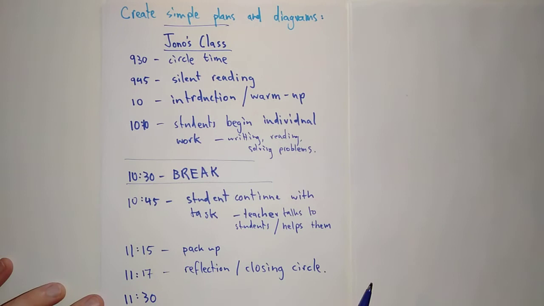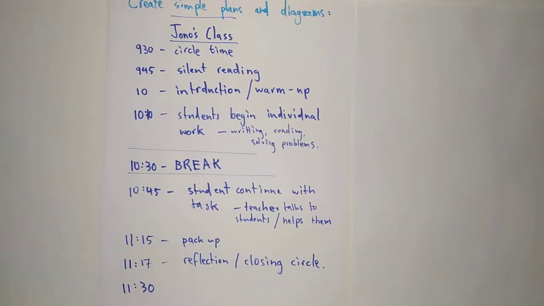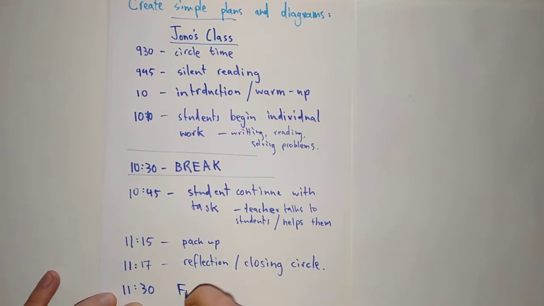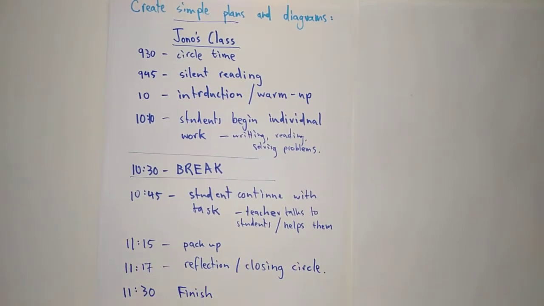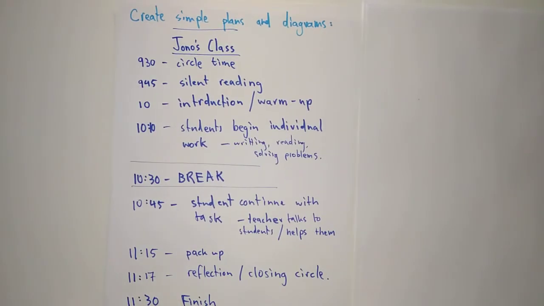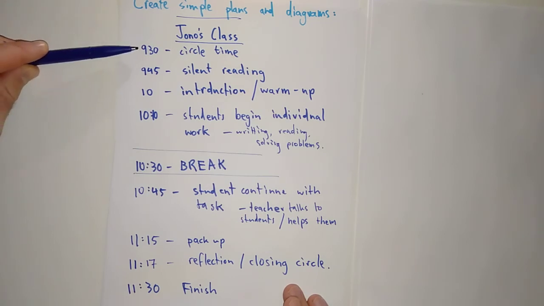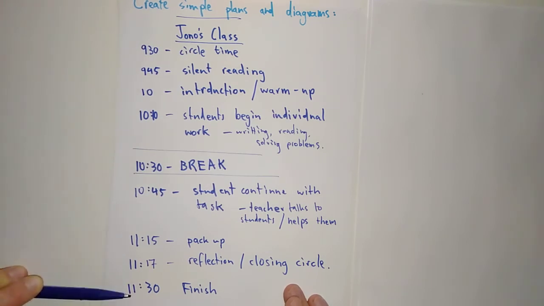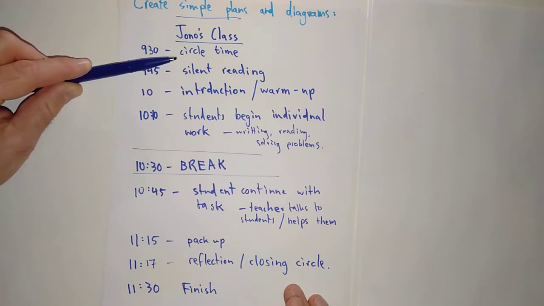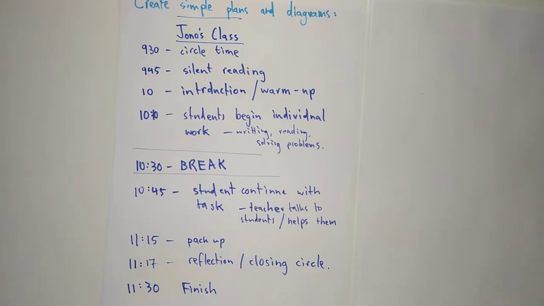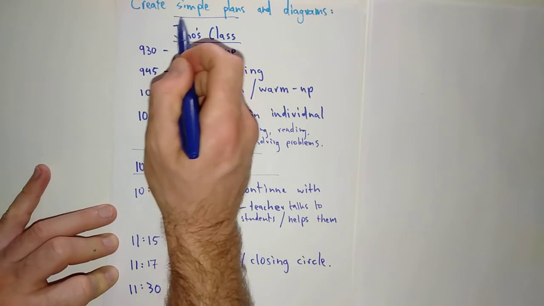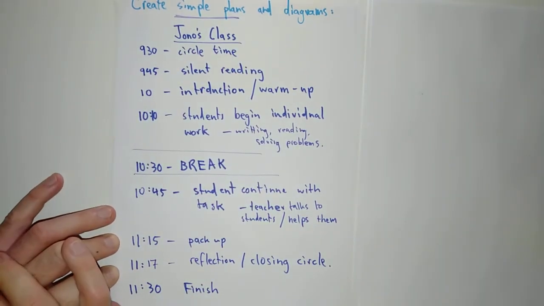What I would like you to do for this task is think about a normal class that you have, and write a breakdown of the timeline for that class, just as I have. So you can write the approximate time that each activity starts, and then a name of that activity, matching those times all the way through. And yeah, that will be a simple plan for a class.